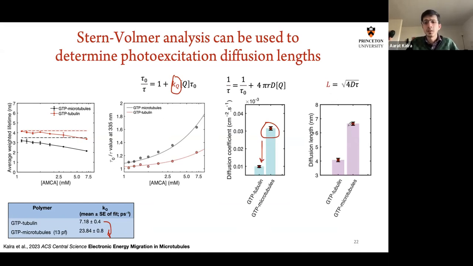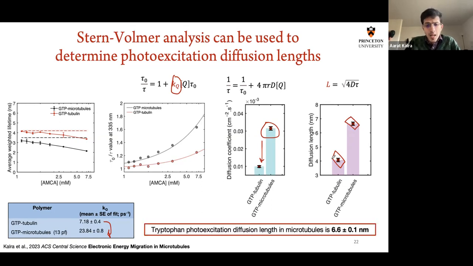And you can see that the diffusion length for photoexcitation migration is about 6.5 nanometers for a microtubule, but only 4 nanometers for a tubulin dimer. Okay, so there's a difference between the microtubule and the tubulin in terms of electronic energy migration as measured by the photoexcitation diffusion. Okay, and so tryptophan photoexcitation diffusion in a microtubule is about 6.6 nanometers. So my experiments said.